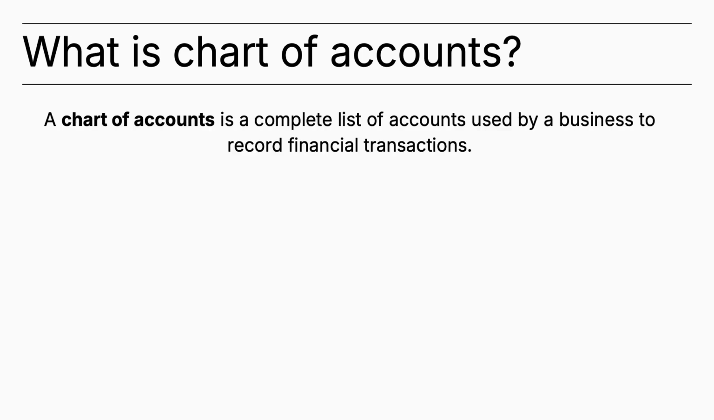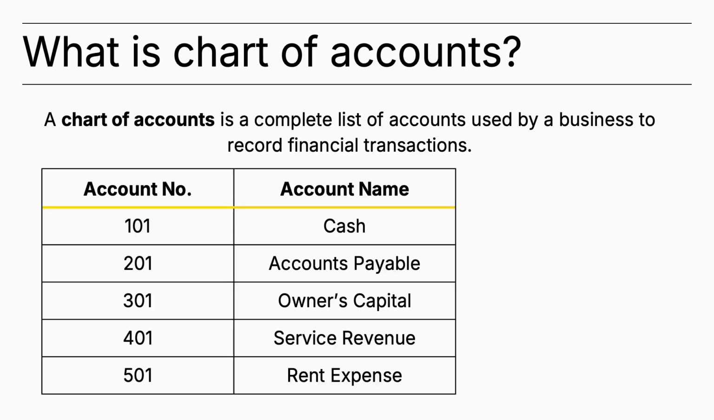A Chart of Accounts is a complete list of accounts used by a business to record financial transactions. Each account has both a name and a number. The account name describes what the account represents, while the account number is simply a code used to organize accounts within the system. This is a simplified example of a chart of accounts. In practice, businesses typically include many more accounts depending on their size and operations.